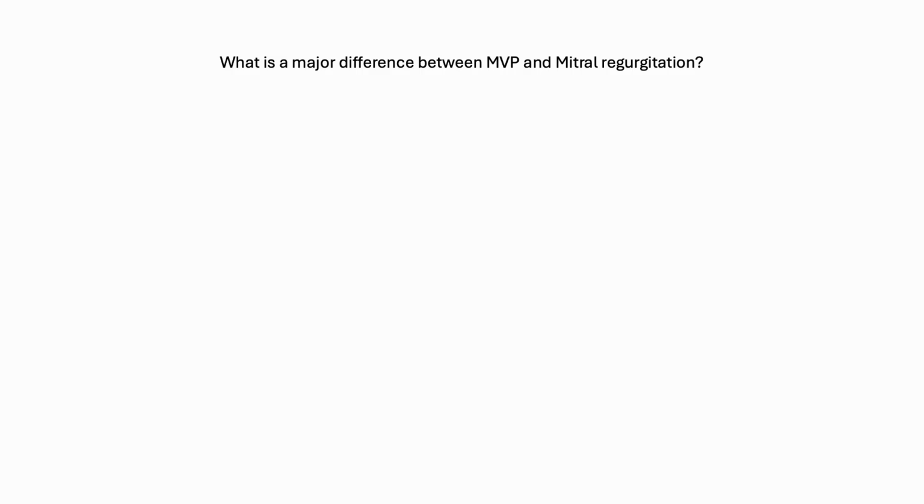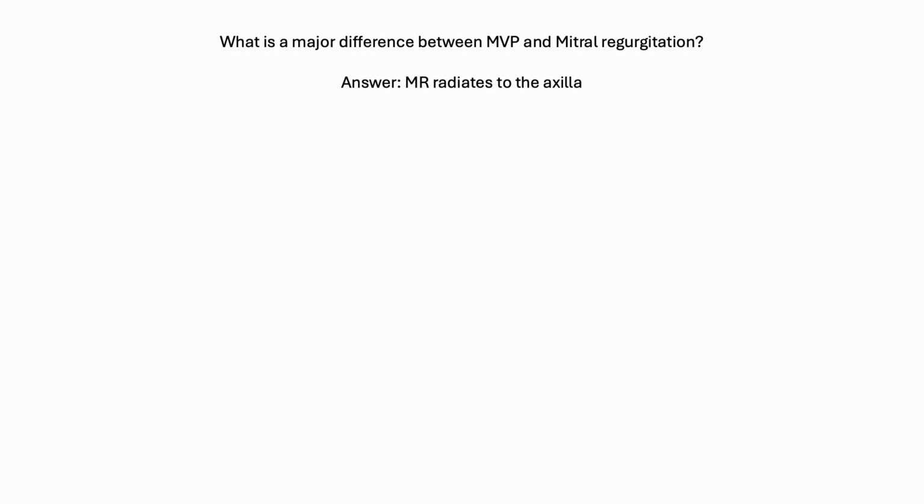What is the major difference between MVP and mitral regurg? It's going to be that the mitral regurg is going to radiate versus the prolapse doesn't really have that. The prolapse is the mid-systolic click with the late systolic murmur, whereas regurg has the radiation.